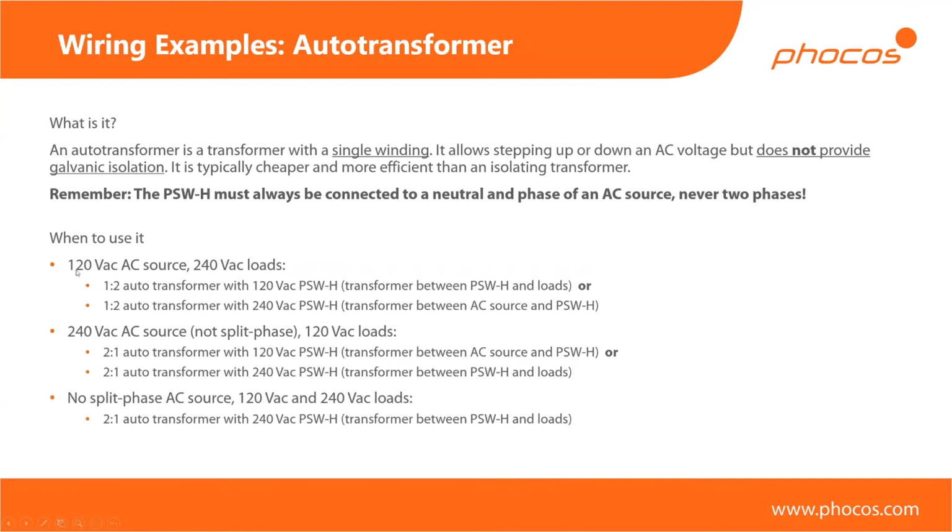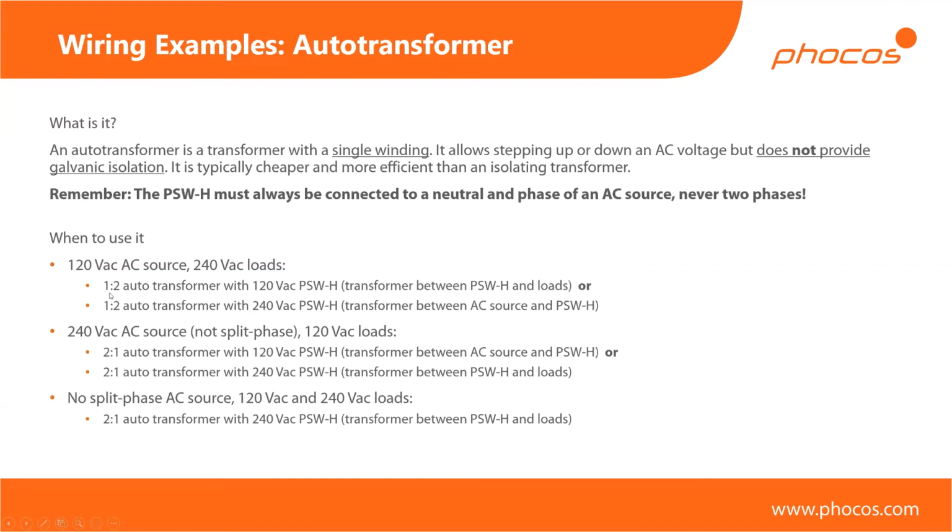So we're dealing with a 120 volt AC source with a neutral and a phase, and we want to power 240 volt AC loads. So of course there's a 2-to-1 conversion taking place. So we need an autotransformer which can convert the lower voltage to the higher voltage. So a ratio of 1 to 2.